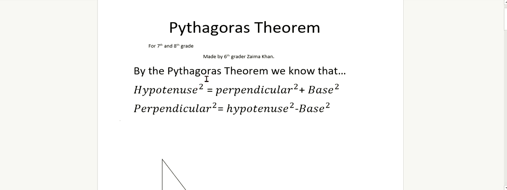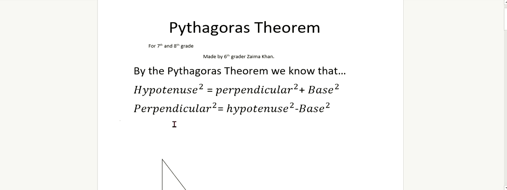For the Pythagoras Theorem, this first equation is the formula. This first formula is used to find out the hypotenuse, alright? So, hypotenuse squared equals perpendicular squared plus base squared. And this is how to find out the perpendicular: perpendicular squared equals hypotenuse squared minus base squared.